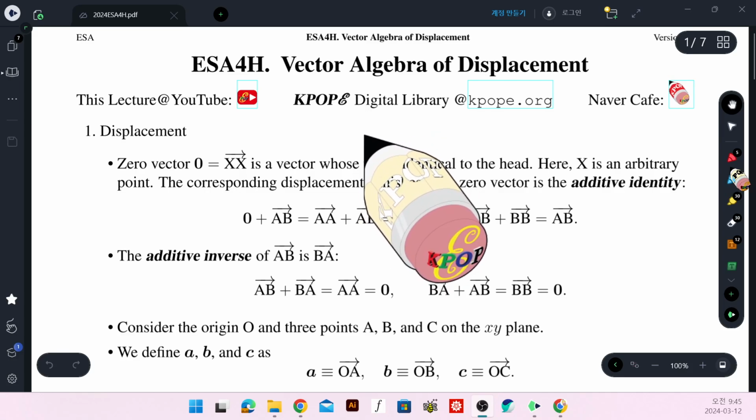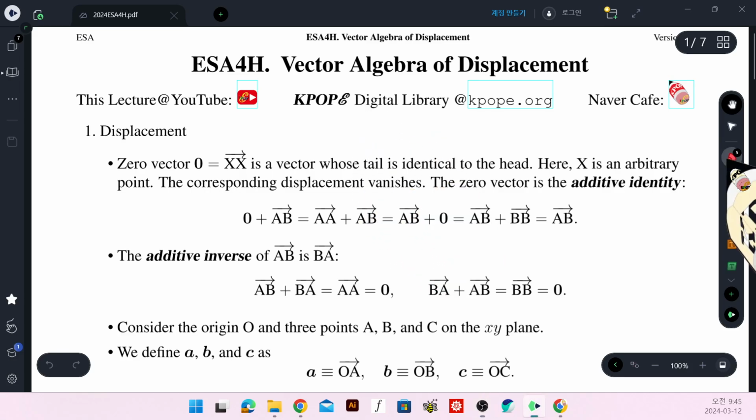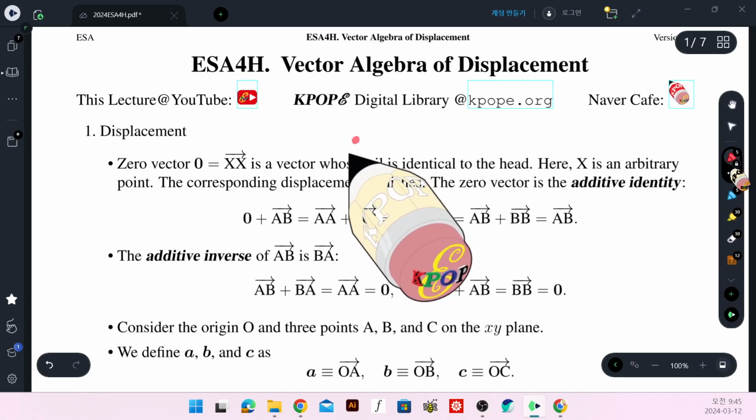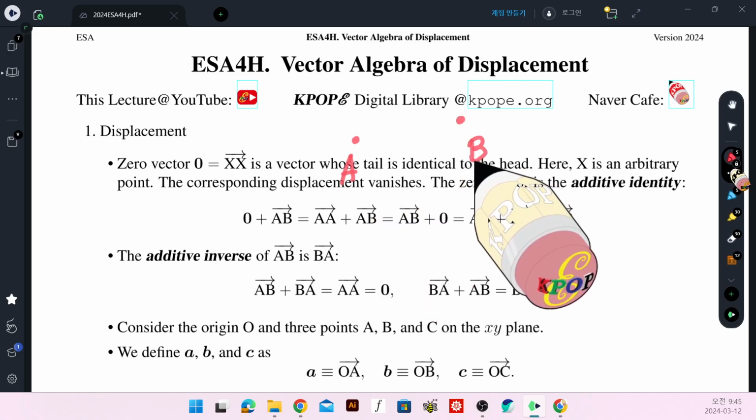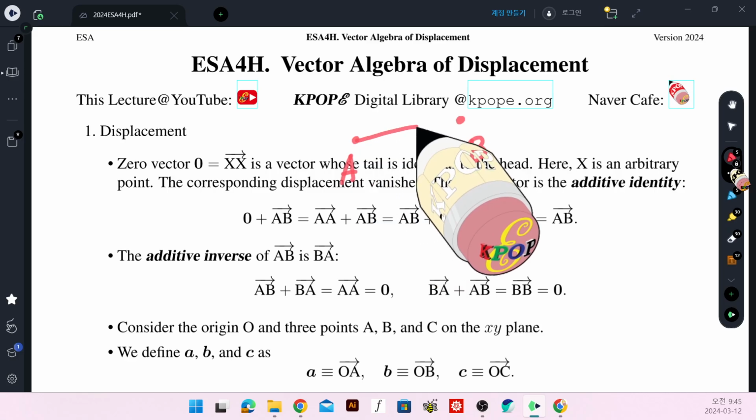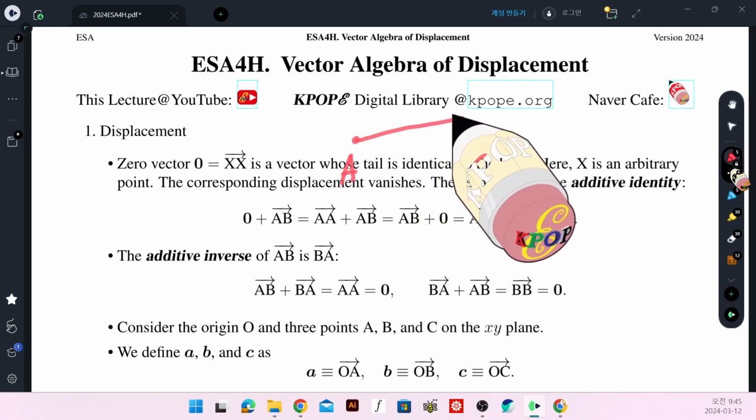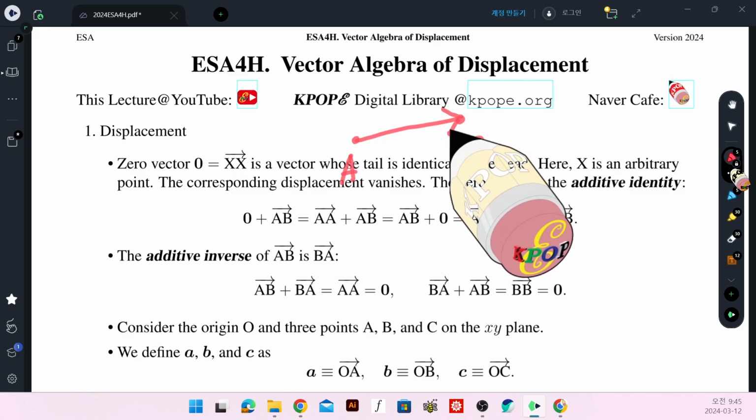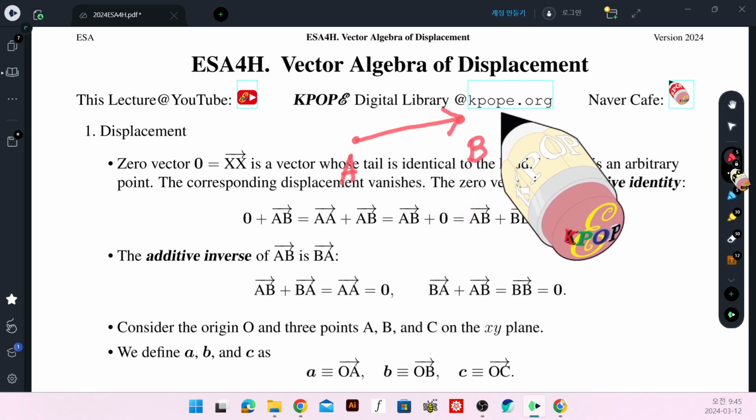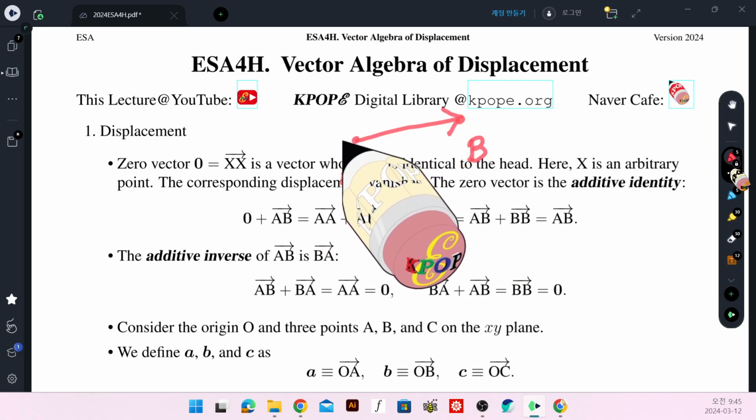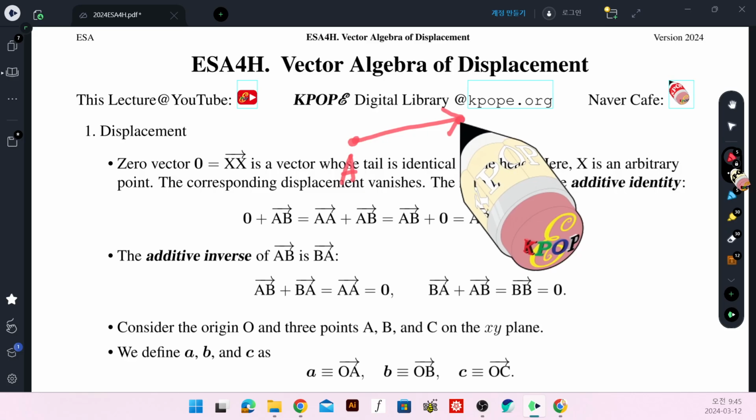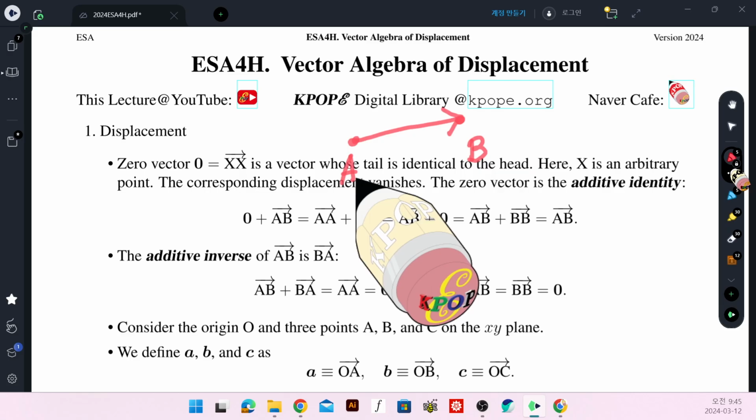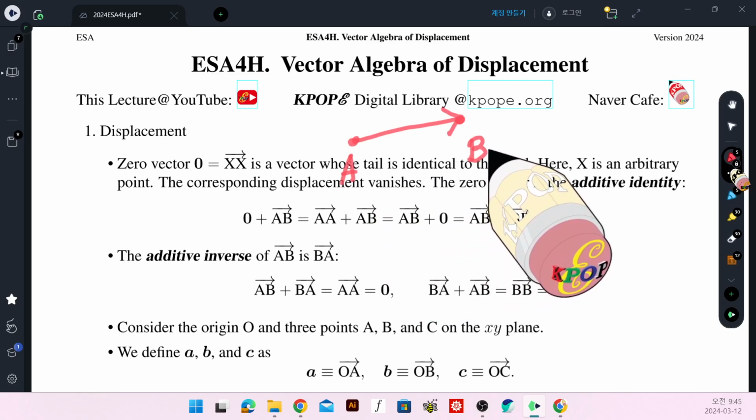is, for example, we consider a displacement from a point A to B on a plane. And we connect the two points with a straight line and attach an arrow. And we say that it is a tail of an arrow and a head of an arrow. The straight path from point A to B is called a displacement vector.